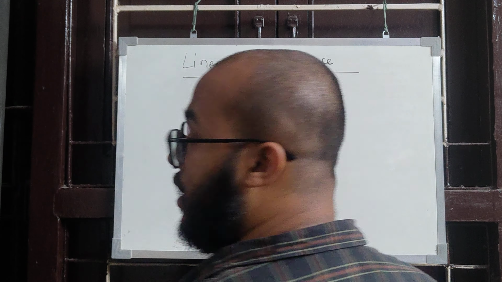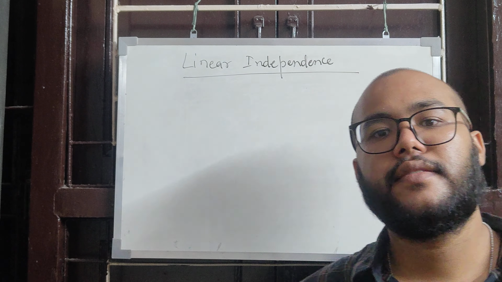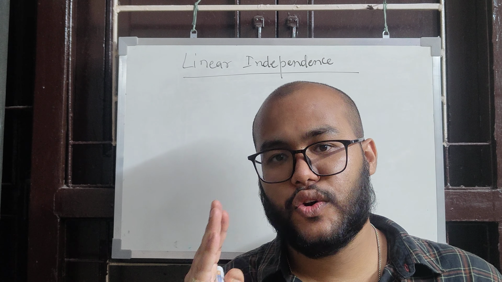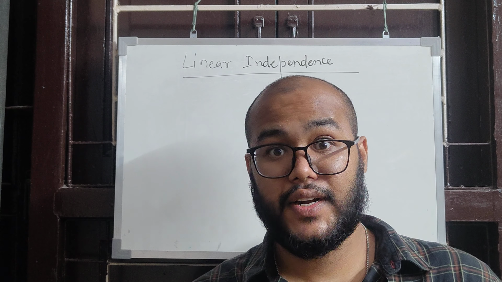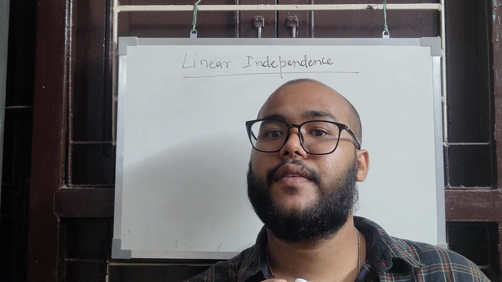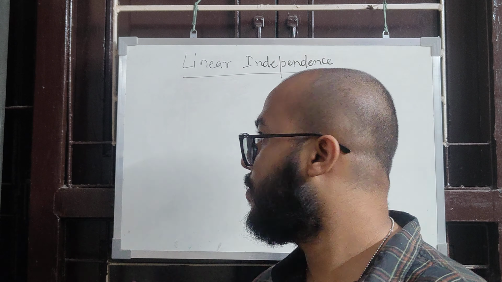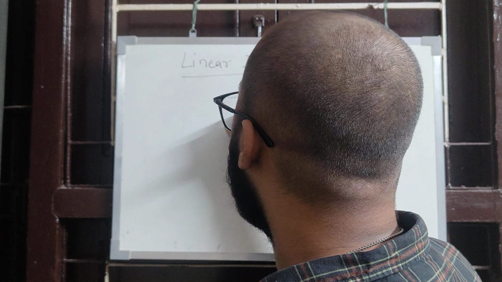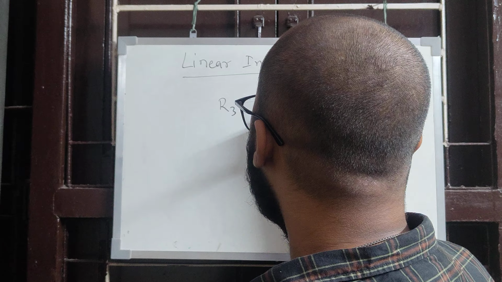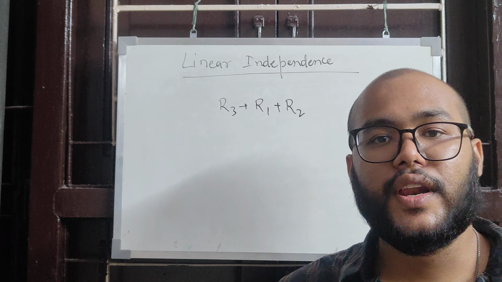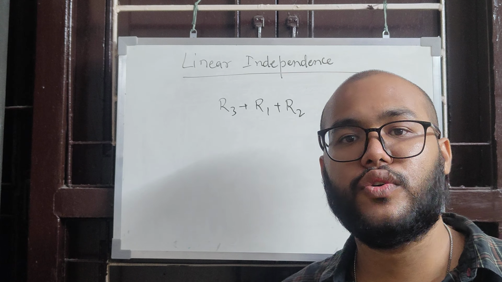Okay, so linear independence. Suppose there are three rows, row 1, row 2 and row 3. But row 3 is R1 plus R2, that is row 3 is row 1 plus row 2. Then we can say that row 3 is dependent on row 1 and row 2.